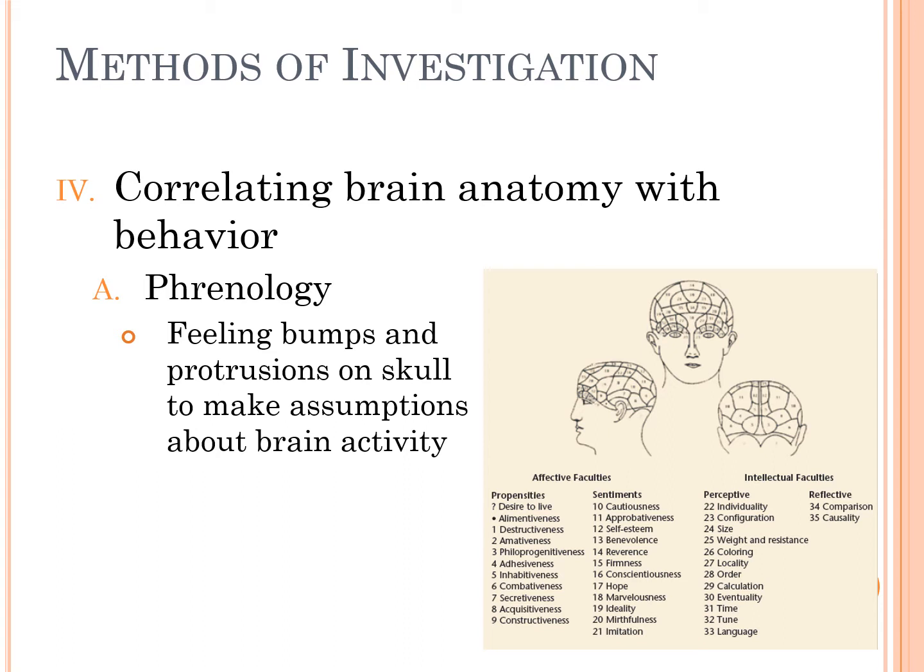So when we're looking at the structure of a living human brain and we're asking, what can this person do? What can they not do? What is their behavior? What is their personality? Maybe we are asking what is the correlation between that brain anatomy and their behavior. And this really all started back in the early 1800s with phrenology.